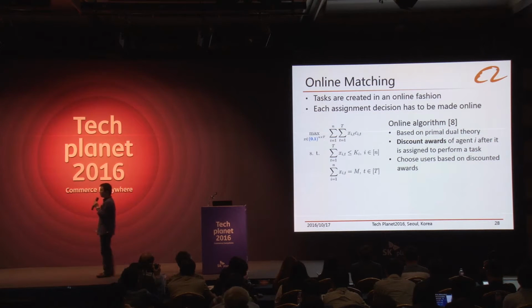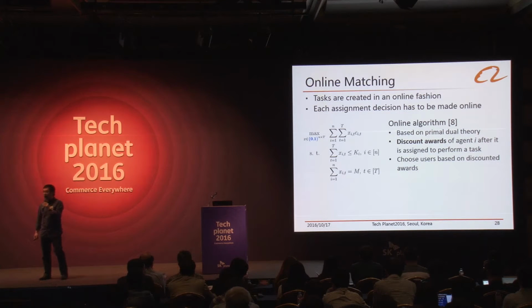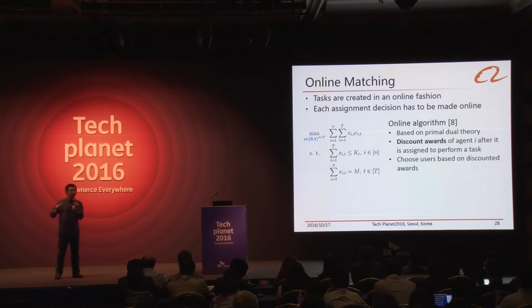It turns out there's a very nice theory from online algorithms called the primal-dual theory. Basically, the key idea is as follows: whenever you ask a potential agent to perform a task, you always want to discount his reward for the following tasks he can perform.